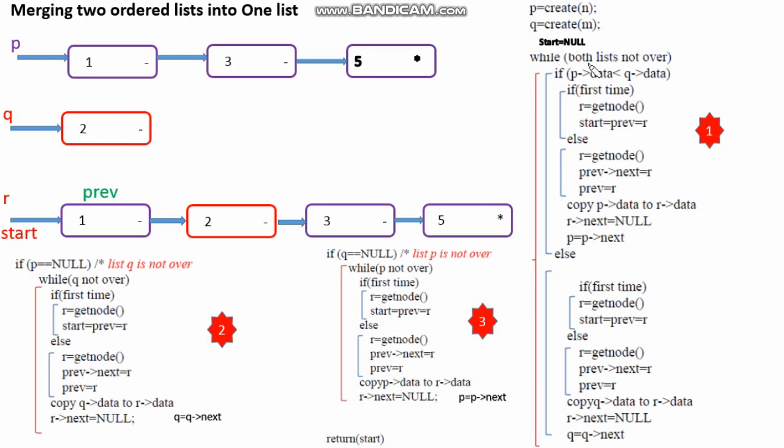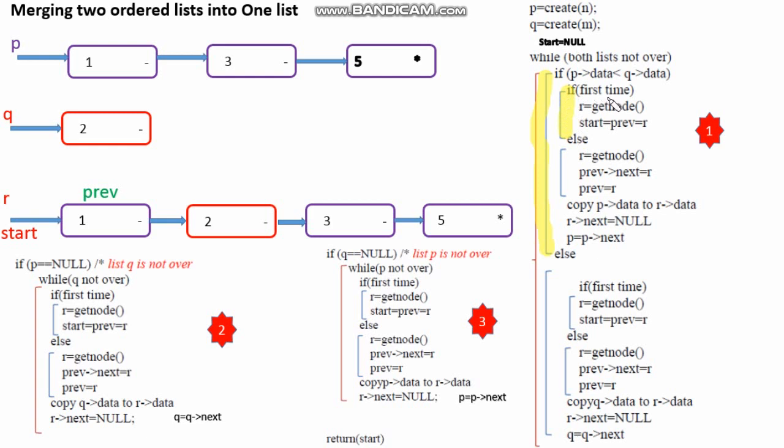Let's look at this. So while both lists are not over, of course this is simple logic which can be converted as while P not equal to null and Q not equal to null, I'm going to do a compare operation, which is P's data with Q's data. P's data is smaller, 1 is smaller, which means this part of the program will take place, that is from here to here. So here again there are two possibilities, first time or remaining. Now it is the first time, so this is going to take place.